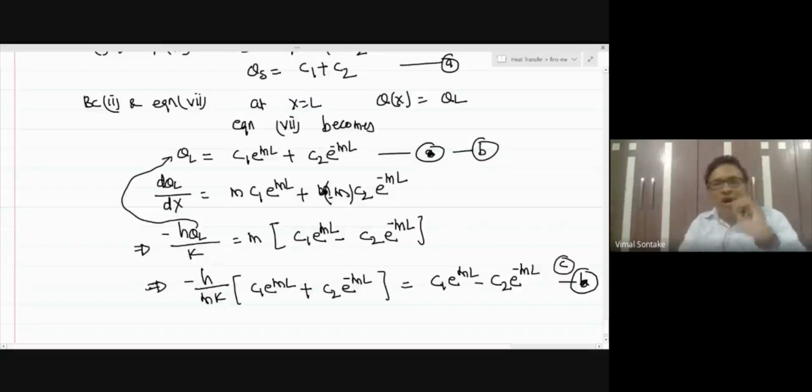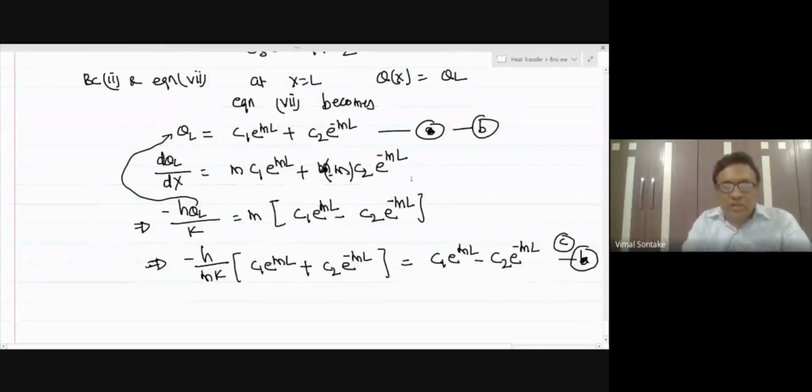So now I have equation A and equation C. And from these two equations, now I can get the value of constants C1 and C2. So it will be a laborious task. Okay.